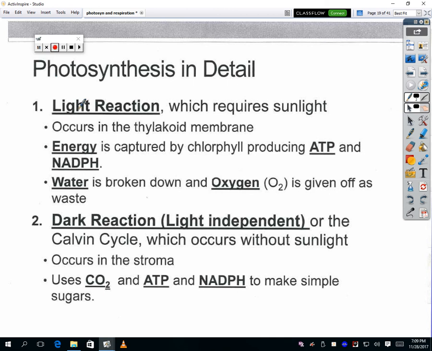You have the light reaction, which again is dependent on sunlight, hence the name light-dependent reaction. Energy from the sun is captured by the chlorophyll, water split, oxygen leaves as a waste product, and ATP and NADPH are used to actually, in the next step, the dark reaction, turn carbon dioxide into sugar.